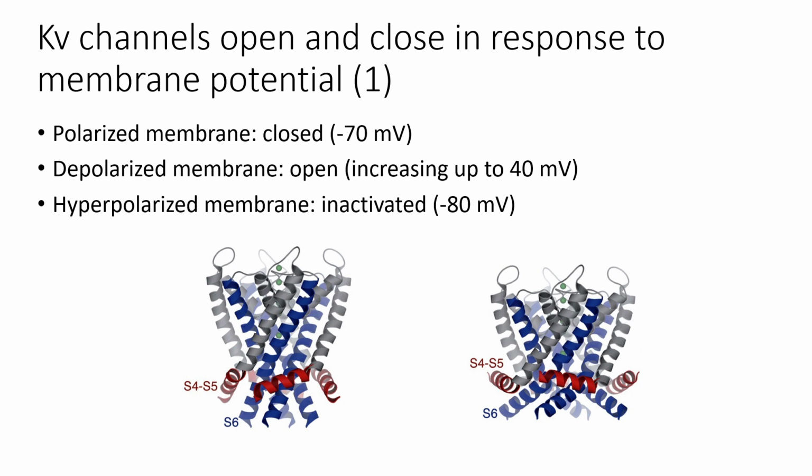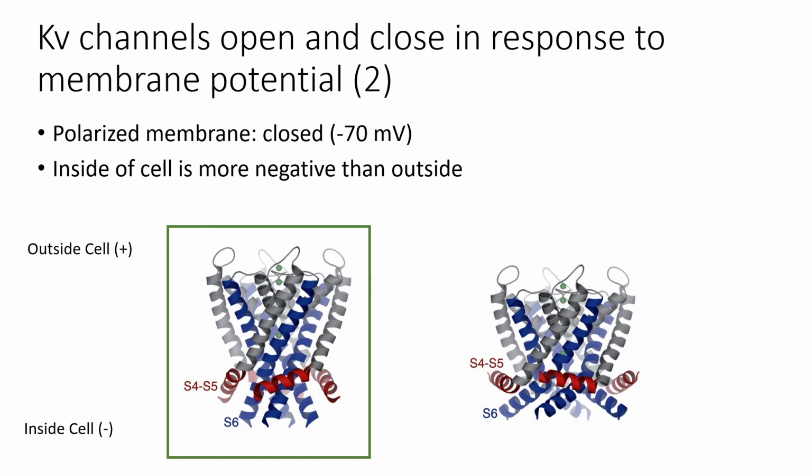So overall, the voltage-gated channel for potassium has 3 different states: closed, open, and inactivated. And these are related to the membrane potential of the cell membrane, so whether it's polarized, depolarized, or hyperpolarized. And the actual opening and closing is due to these different helices that we mentioned earlier. So first, let's look at what the potassium channel looks like when it's closed, when the cell is polarized.